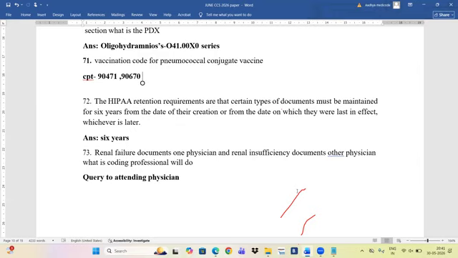Under vaccination, pneumococcal, check in the CPT index. 90670. They gave it, correct? Yes, sir. Thank you, guys. Next question.